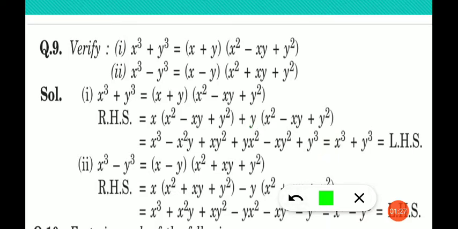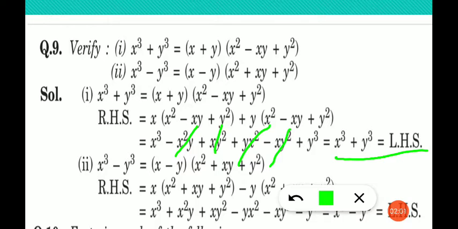Now if you see, this is x square y negative and x square y positive, so this and this term will get cancelled. Then xy square positive and xy square negative, so these two terms also get cancelled, and hence we are left with x cube plus y cube, which is our RHS. And this way we have proved, or we can say we have verified the given thing.